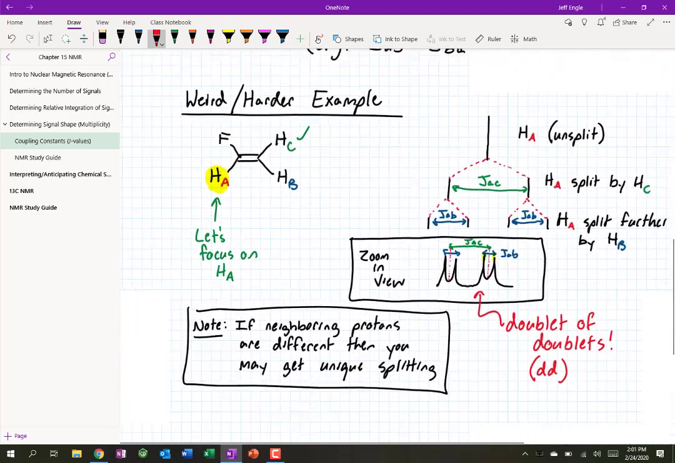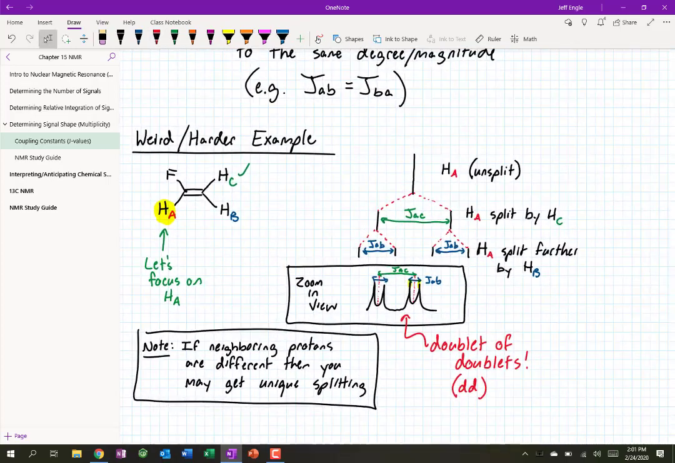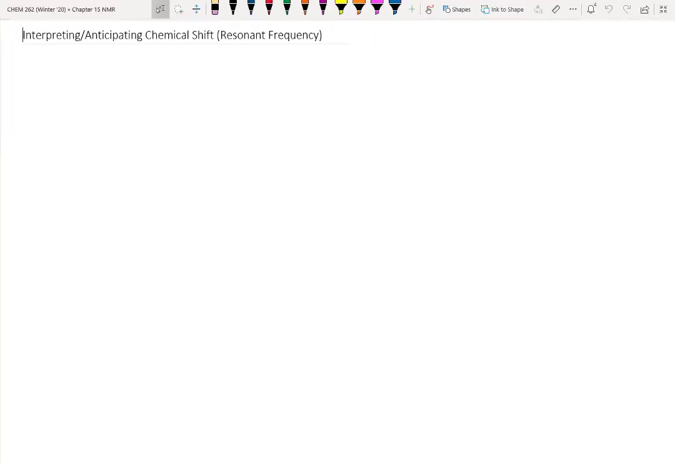All right, so the one thing we haven't really talked about is we know the integration, meaning how tall a peak is or the area underneath it. We've talked about signal splitting to a fairly high degree now, but we haven't talked about where the peaks show up, meaning left to right. And that's called chemical shift. So let's talk about chemical shift and where peaks show up.